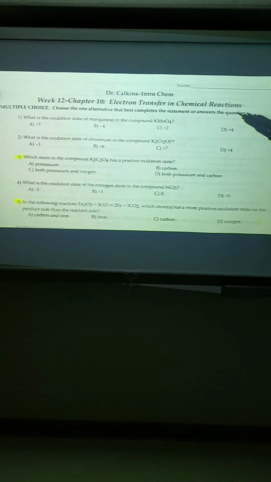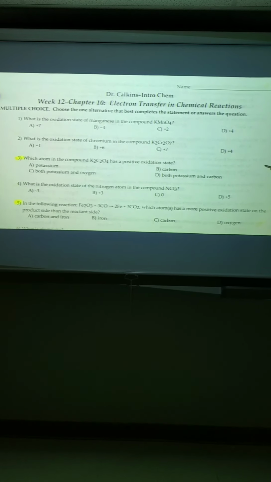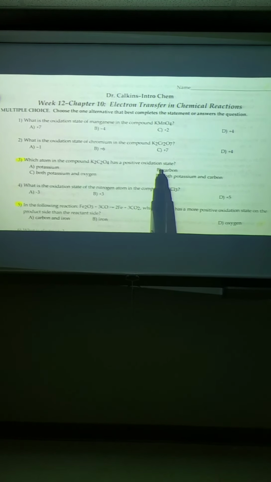So there's two major features of this one, and that's calculating oxidation states and then doing oxidation reduction reactions. So we're going to start with those student submitted questions, and the first one's number 3. Number 3 says, if potassium, carbon, and oxygen are together, what is the positive oxidation states?